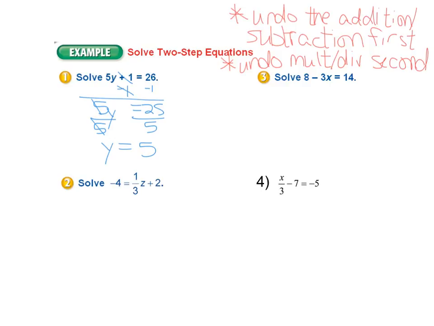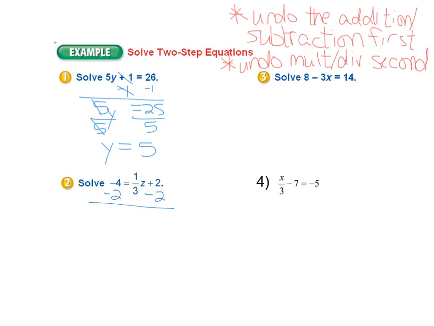Let's move down to number 2. This one's backwards. Sometimes this bothers people. That's okay. Just remember to find your variable and start there. So I've got negative 4 equals 1/3 z plus 2. So here's my variable. I'm going to undo this addition first. This is the side I care about because this is where my variable is. So I've got to undo this plus 2. My inverse operation to addition is subtraction. I'm going to subtract 2 from both sides of the equal sign.